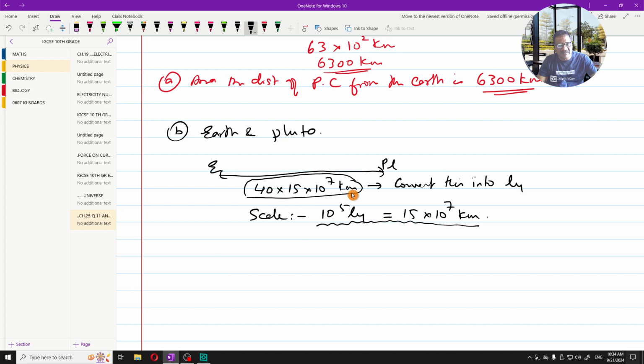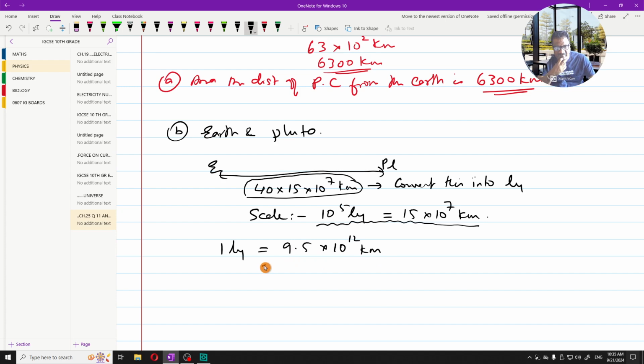Now what I'm going to do is convert this distance, which is given between Earth and Pluto in kilometer, into light year. So I know that 1 light year is equal to 9.5 times 10 raised to 7 kilometers. Okay, am I right? No, this is also given in your book. It is 10 raised to 12 kilometers, right? 1 light year is equal to 9.5 into 10 raised to 12 kilometers.